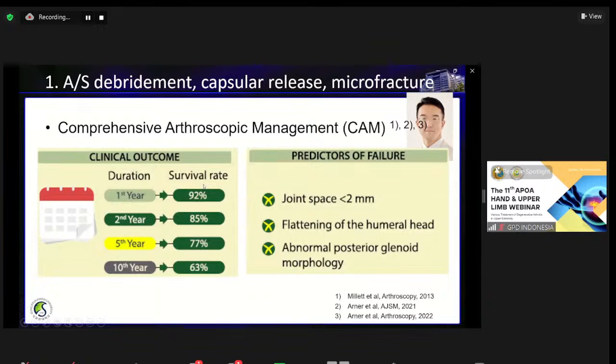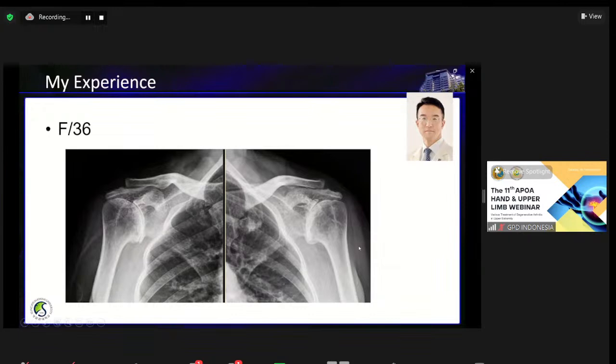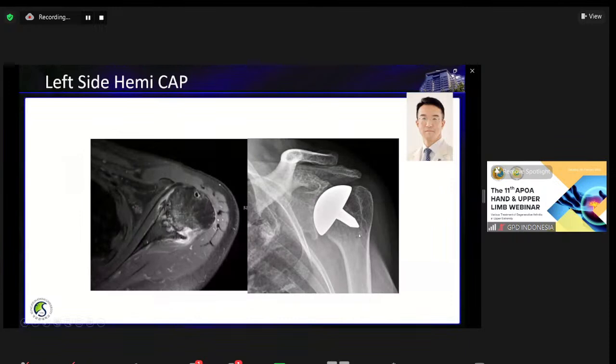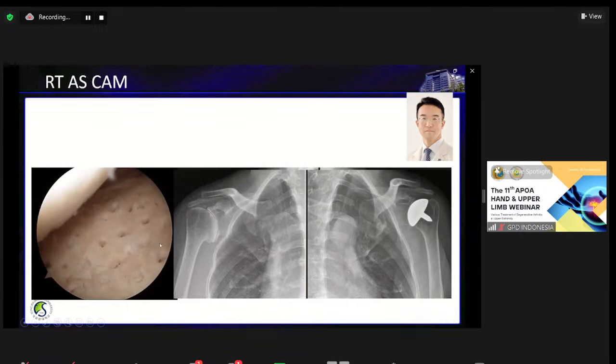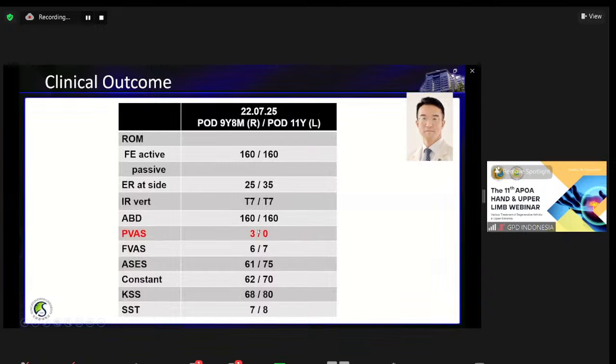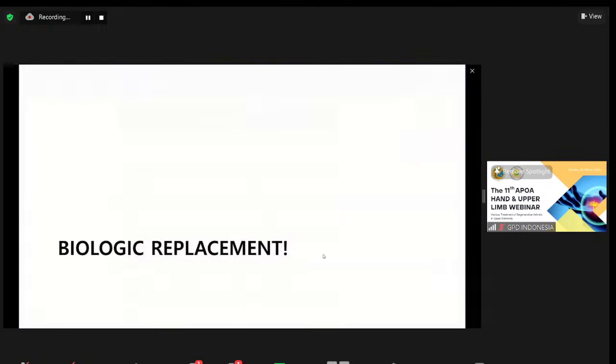From the literature, it looks as if the 10-year survival rate is 63%, which is not bad for these young patients. The indicators for failure would be joint space less than 2 millimeters, flattened humeral head, and abnormal posterior glenoid morphology. This is a 36-year-old. It's actually not OA, it's more a rheumatoid patient. However, I just want to show you that I did a resurfacing for the left and a CAM procedure for the right. At 10 and 11 years, she still has pain on the right side, but she's okay. She has no pain on the left side, and the function is a little better on the left side where she had the hemicap.